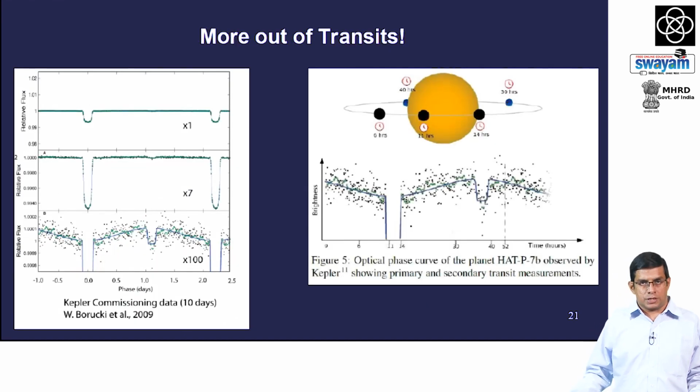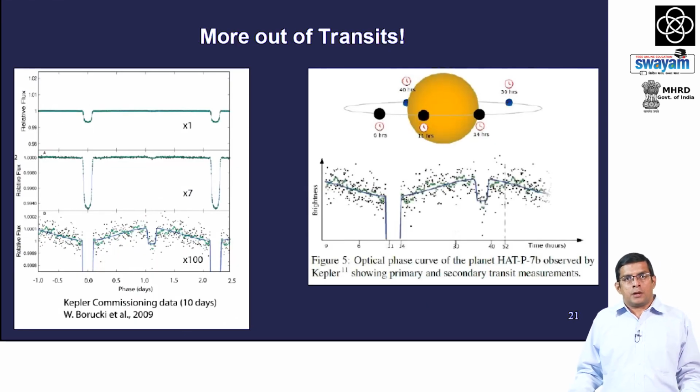We can get more information out of transits. This graph here shows the light curve of a planetary system, which was observed by the Kepler satellite. So, at normal magnification, one can see the characteristic transit light curves, and the distance between them, of course, or the time difference between them gives the period of the orbit.